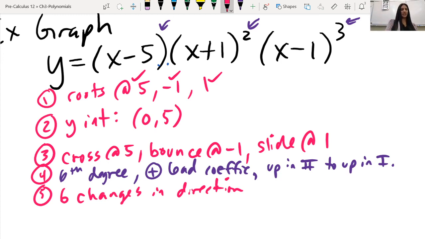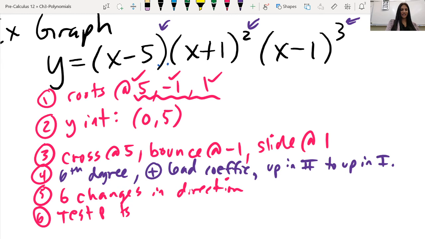Take your pick of what makes sense to you. And then we want to pick some test points. So I'm just going to give you the test points. If this is where our roots are at, we basically just want to pick something in between. So I'm going to just write here, test points.